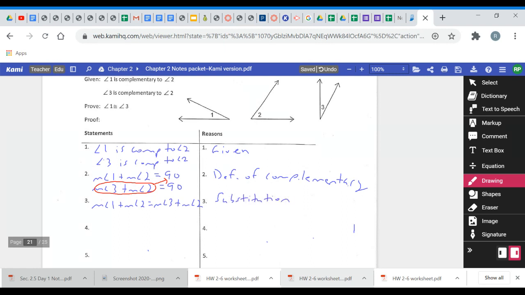All right, from there, again, keep looking at what you're trying to prove. We're getting there, but we don't want those angle 2's there. So we can make those angle 2's go away. And we can do that by subtraction. Remember, whatever you do to one side of an equation, you have to do to the other. That didn't work out too well. Try again there.